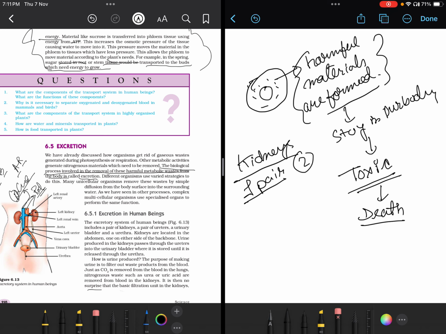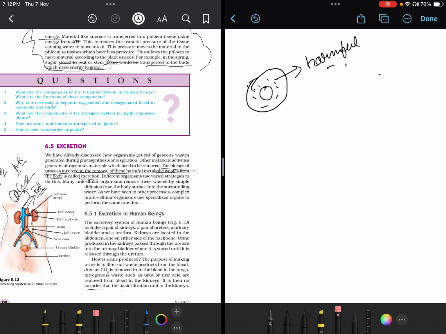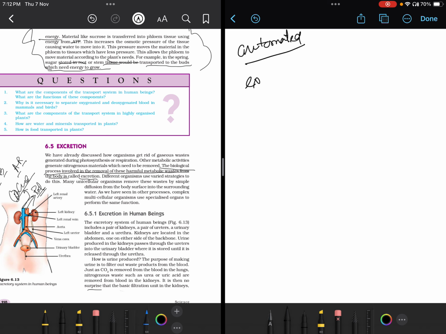For a simple example, just think of your home. If you do not clean your home, many dirty materials, many dust particles, etc., accumulate and it becomes unlivable. So you have to clean your home time to time. Likewise, we need to clean our body time to time, but this system is automated, and this is called excretion.